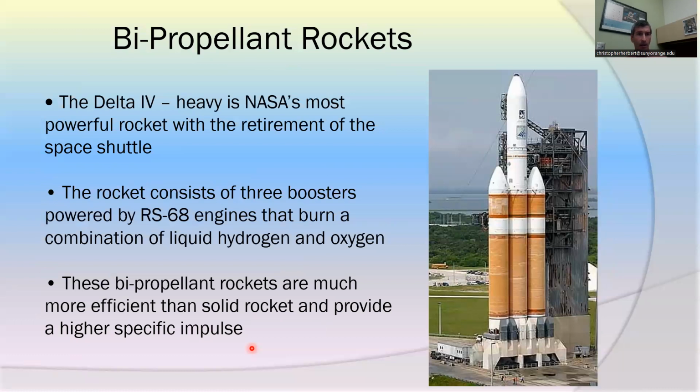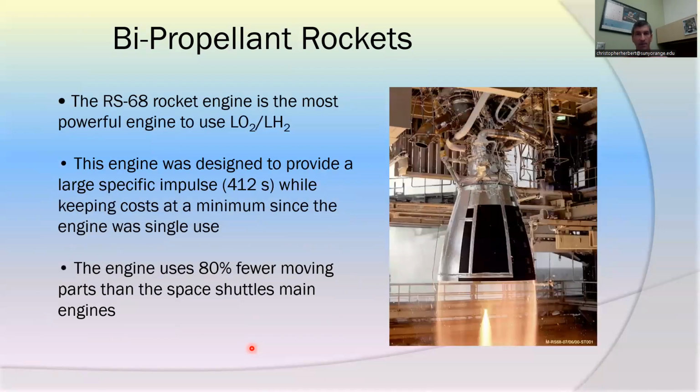This is the Delta IV Heavy, which was recently retired. It's going to be replaced probably by some variant of the Vulcan, but it's a bipropellant rocket, meaning that it uses an oxidizer and a fuel, liquid oxygen and liquid hydrogen in this case, and is very, very efficient in terms of the fact that it used hydrogen, which is a difficult fuel but has a very high specific impulse.